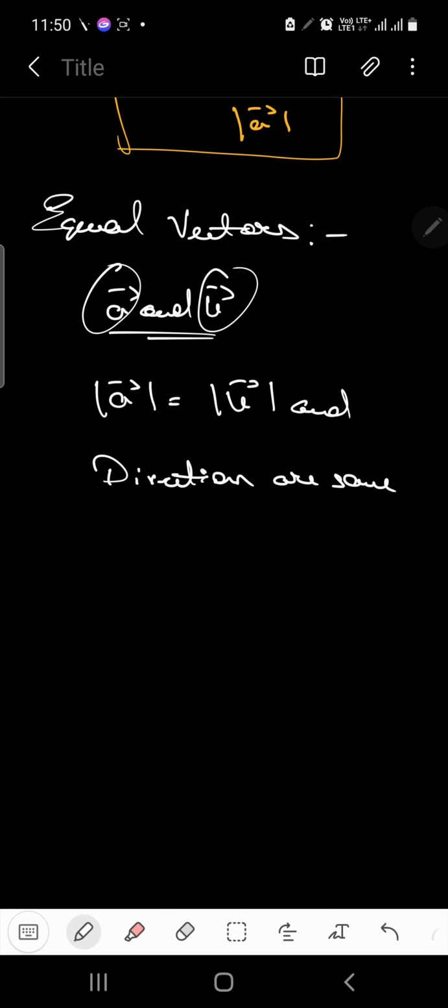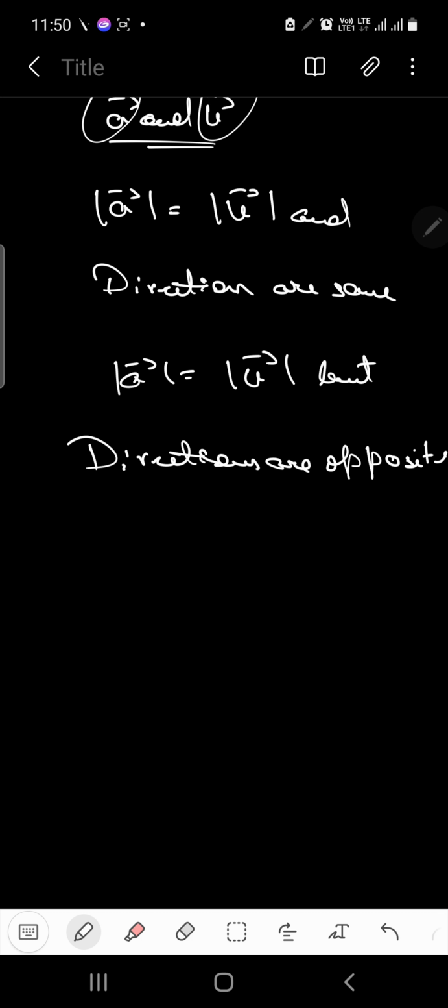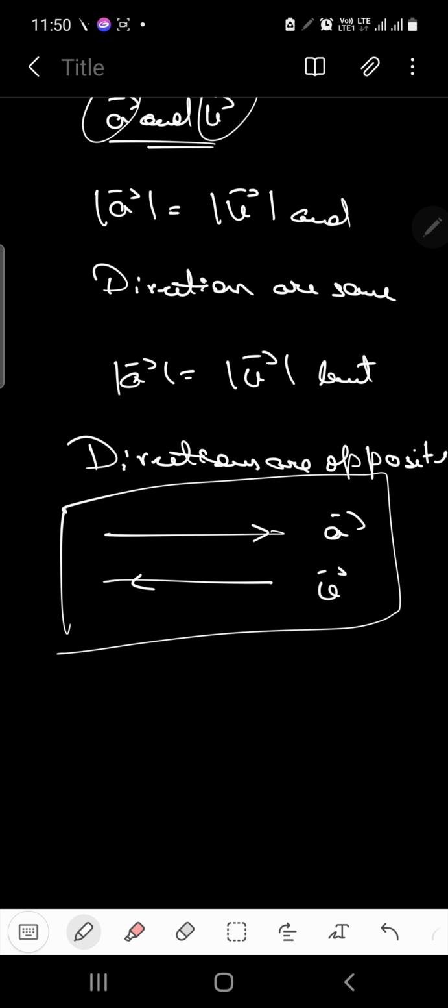Now what is a negative vector? A negative vector is one whose magnitude is the same, but directions are opposite. That is, if this is the direction of a vector, then this is the direction of b vector. To be more precise, they will always be parallel. Otherwise you won't be able to determine whether they have the same direction or opposite direction. I guess it's clear. If this sort of condition arises, then the two vectors are called negative vectors.